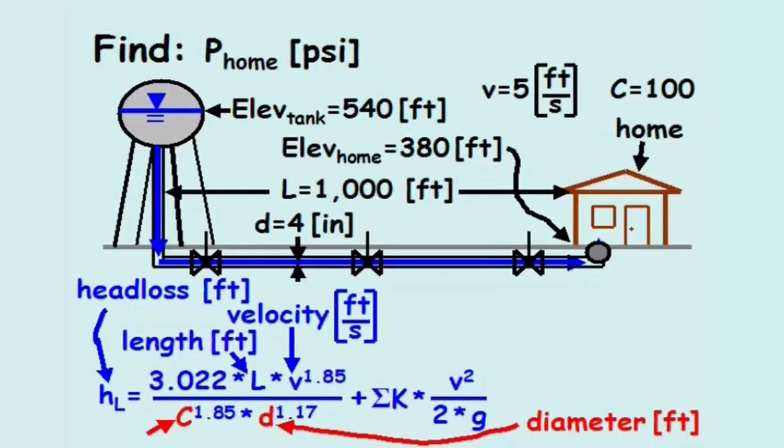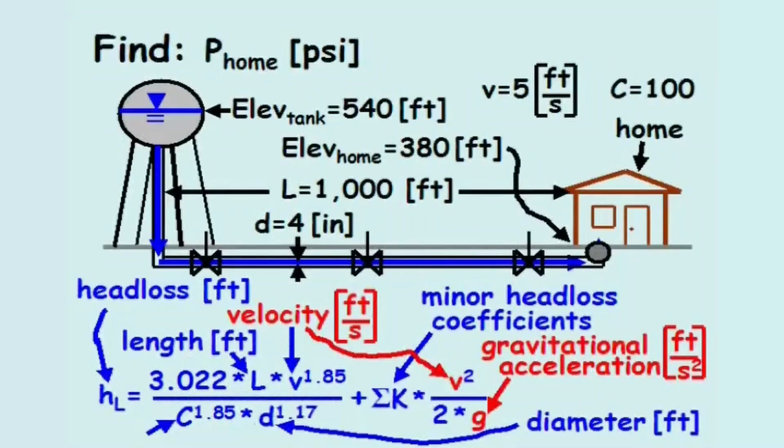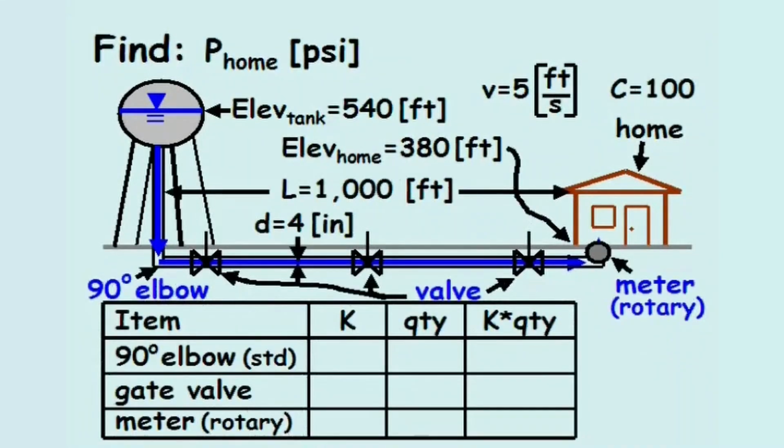For the minor head loss variables, sigma k represents the sum of the minor head loss coefficients, and the v and g variables represent the velocity and gravitational acceleration in feet per second and feet per second squared, respectively. The only unknown variable in this equation is the sum of the minor head loss coefficients, sigma k. The problem statement labels the different pipe appurtenances, and the loss coefficients for each item can be looked up in a standard table of values.